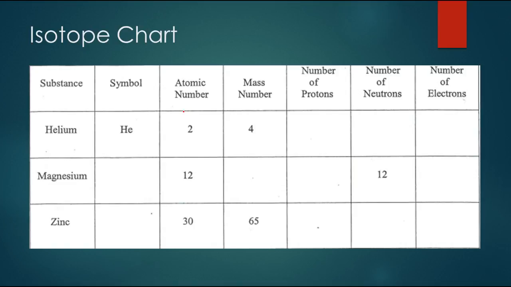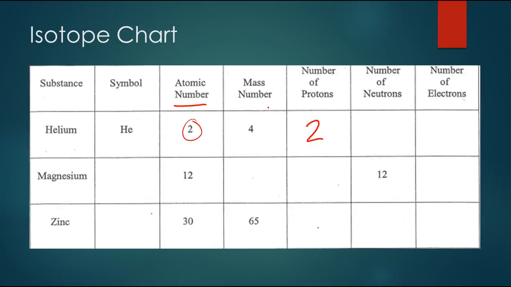This here would be an isotope chart, so based on the information given to you, you have to fill out the blanks, which is really pretty simple. If we look over here, we have our atomic number. I just said that that is the same as our number of protons. So if we have 2 of these guys, we can fill out that we have 2 protons as well.